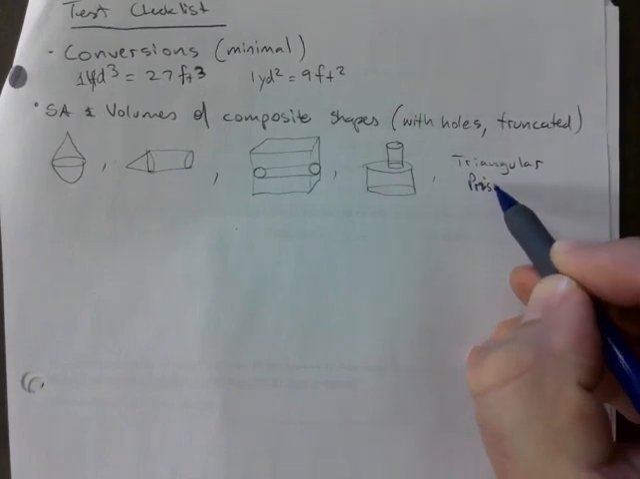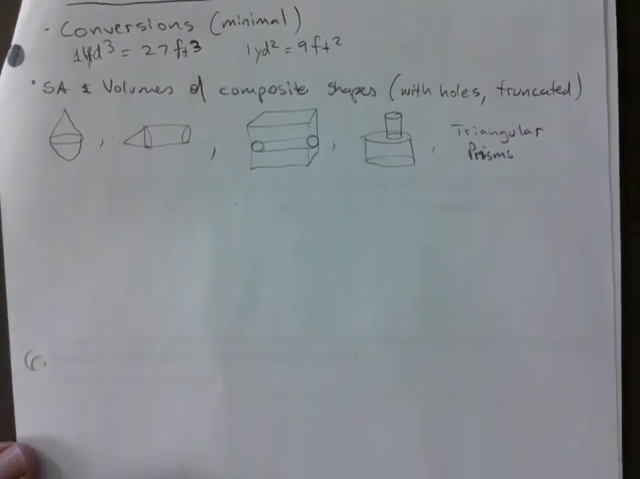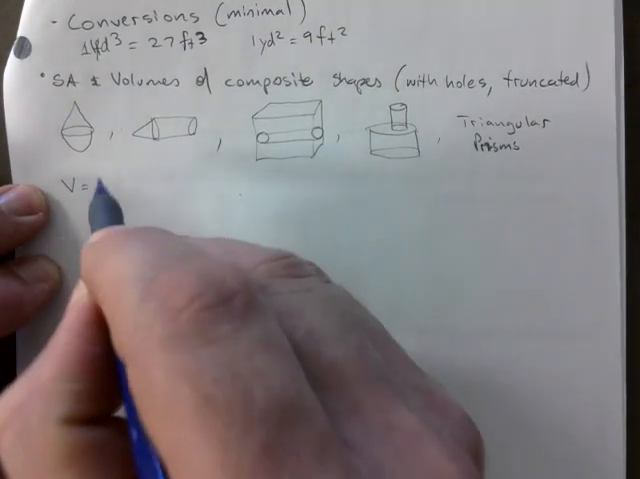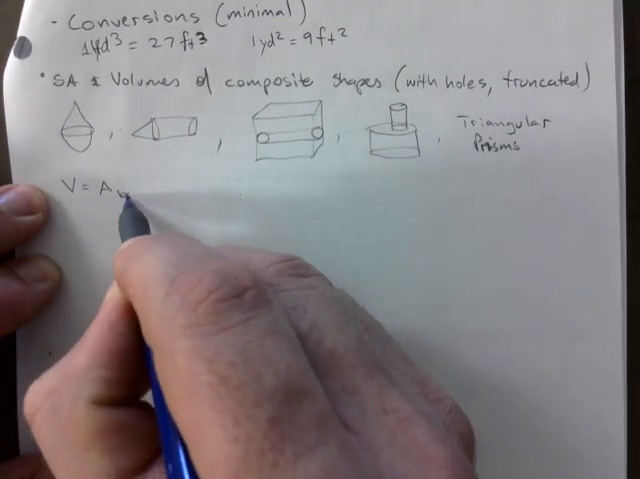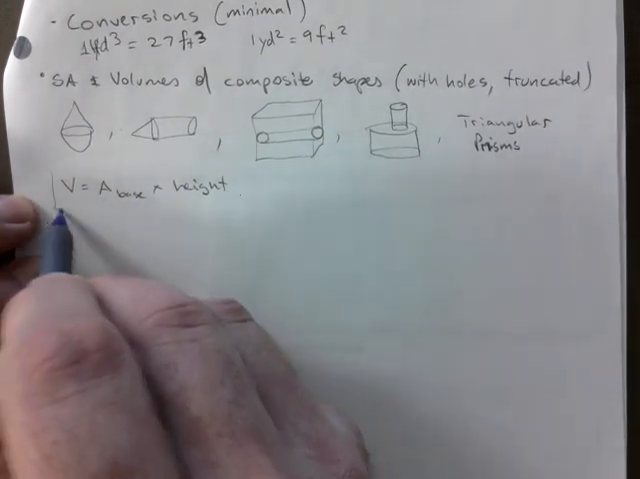I think I'm going to write down triangular prisms, right? Just remember that. Remember that volume is always area of base times height in general.